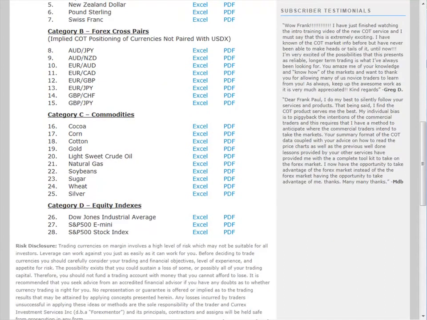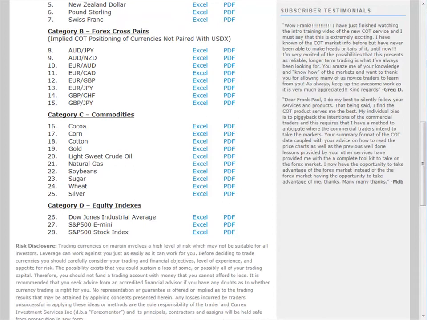Then our Category C commodities coverage, we have a total of 9 different asset classes: cocoa, corn, cotton, gold, that's spot gold, by the way, light sweet crude oil, natural gas, soybeans, sugar, wheat, silver, and then 3 equity indexes, the Dow Jones Industrial Average, the consolidated version. That's as opposed to just the regular Dow Jones line item in the COT data.